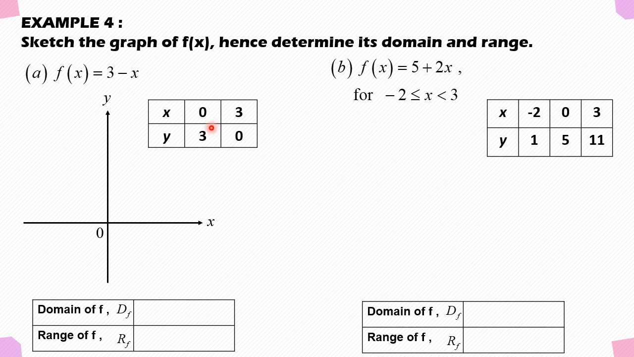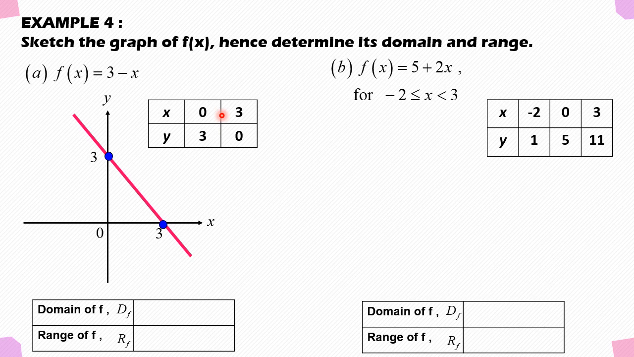For example, for the first point, we can take x equal to 0 and you get y equal to 3 after substituting x equal to 0 into the function. So we can plot the first point (0, 3). Then substitute x equal to 3 and you get y equal to 0. This is the second point. Now you can just draw a straight line joining these 2 points. So here is how we sketch the graph of a linear function.